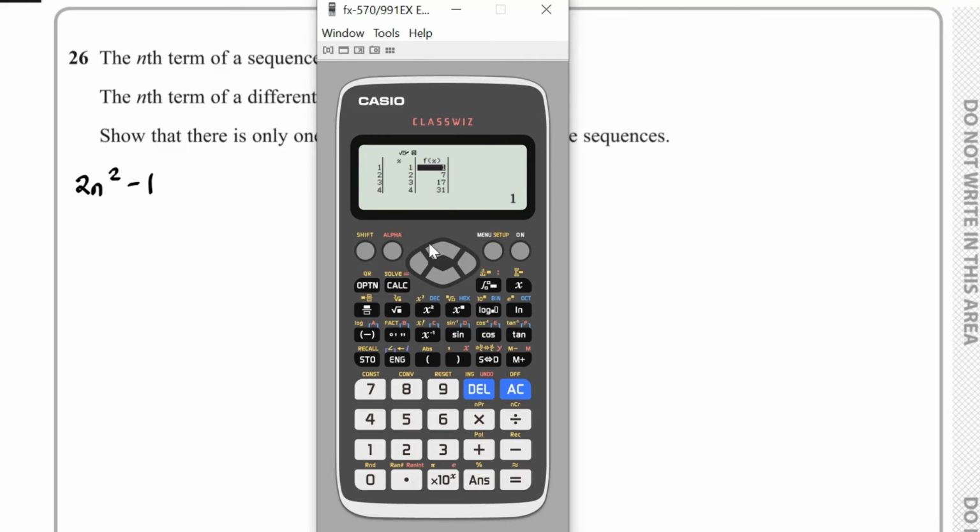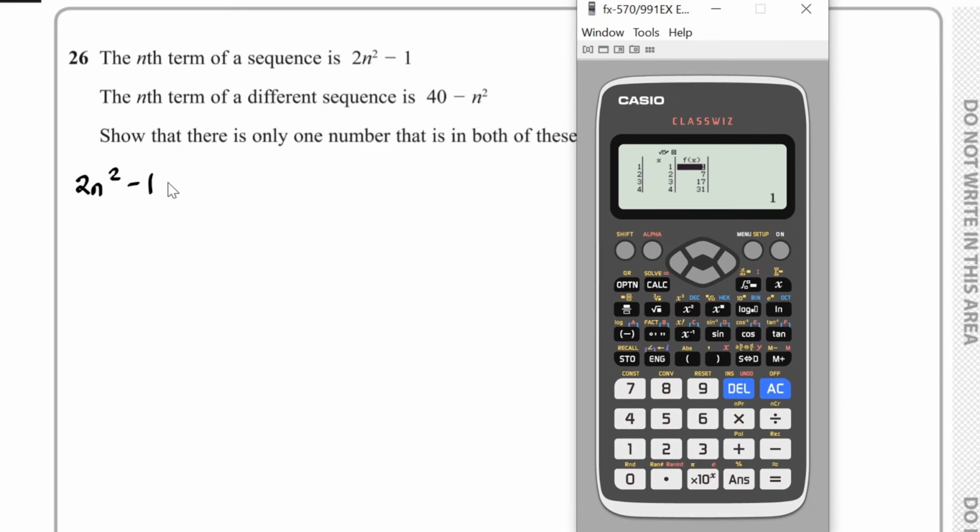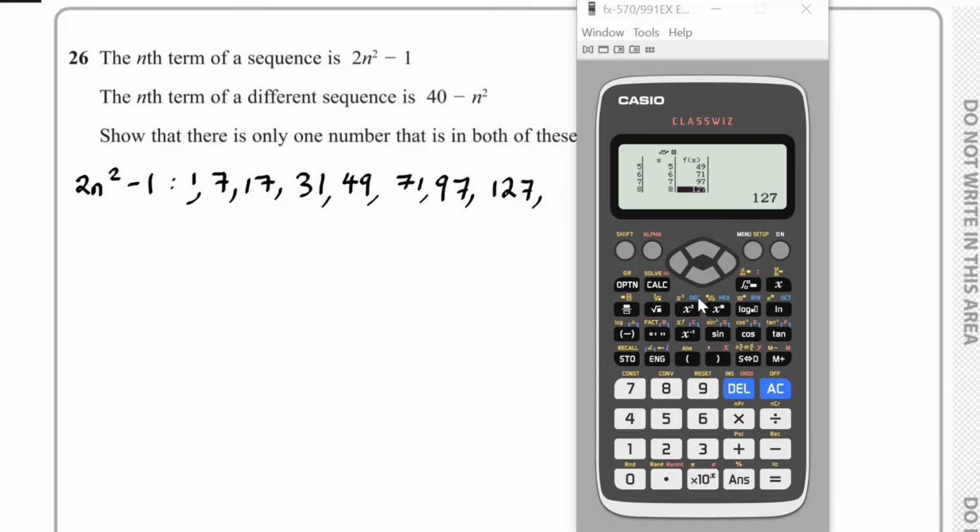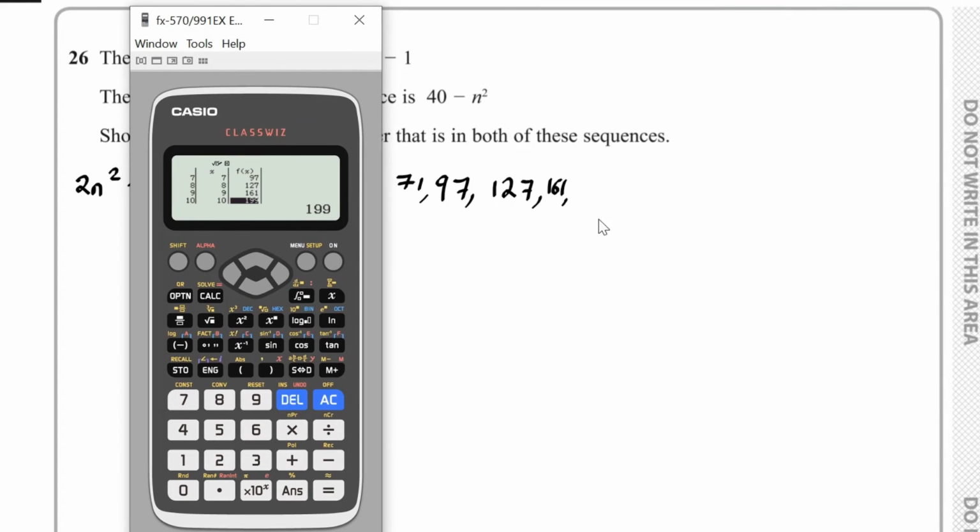So here you can see we have terms 1, 7, 17, 31, 49, 71, 97, 127, 161, 199, and we could continue.